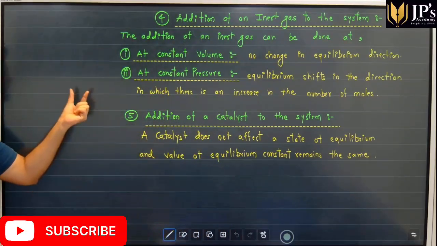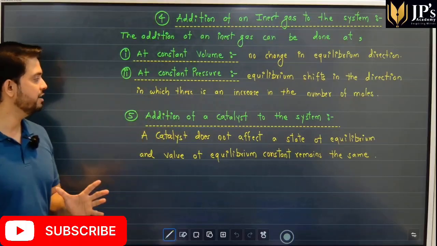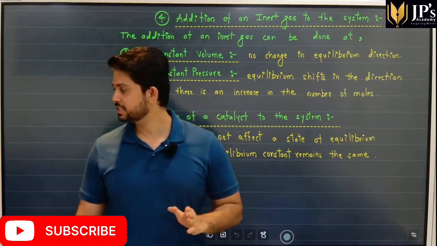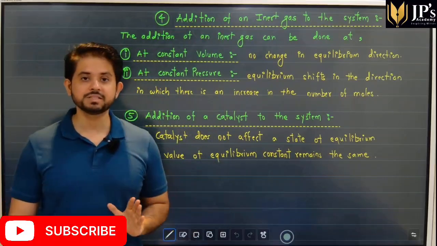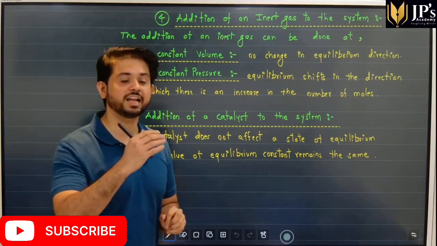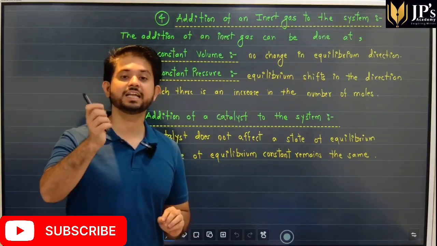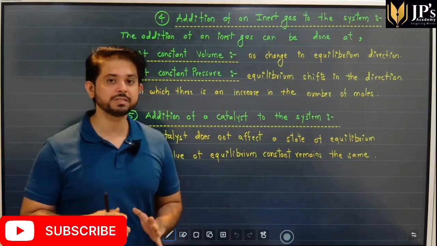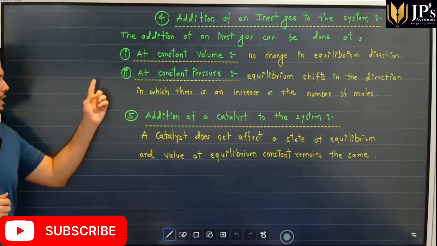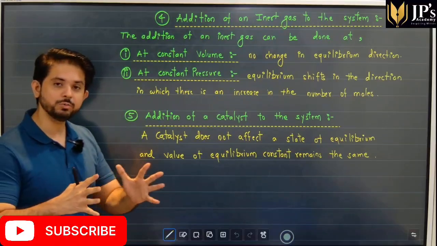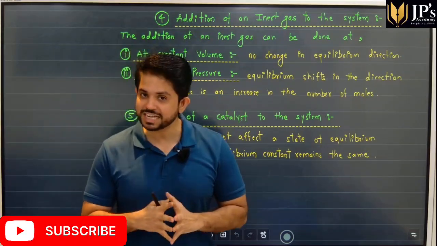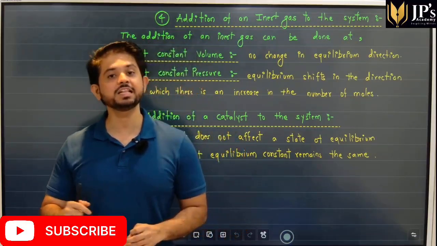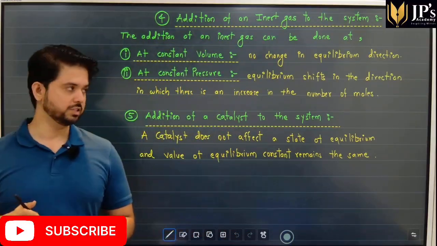However, if addition of an inert gas is done at constant pressure, what happens is equilibrium shifts in that direction which contains greater number of moles. Let's understand the reason why this happens. When you add an inert gas at constant pressure, volume increases, and we know that if there is an increase in volume, equilibrium will shift in that direction which contains more number of moles.